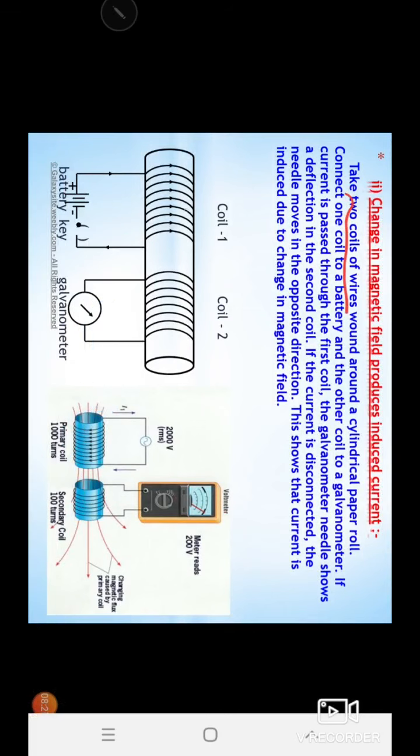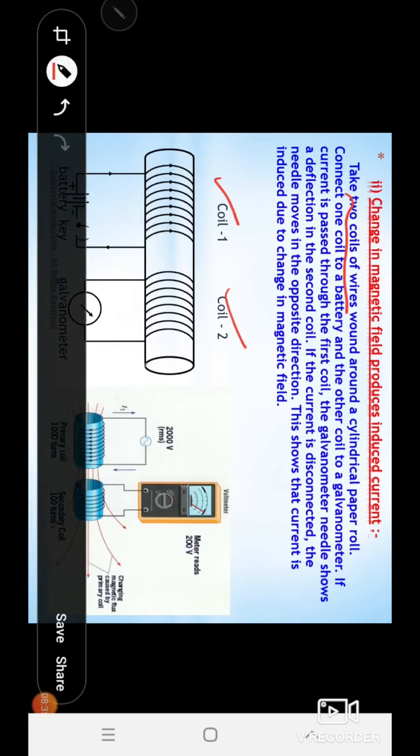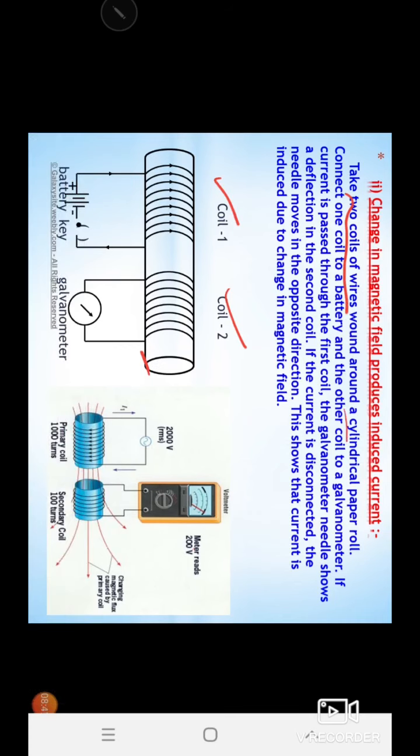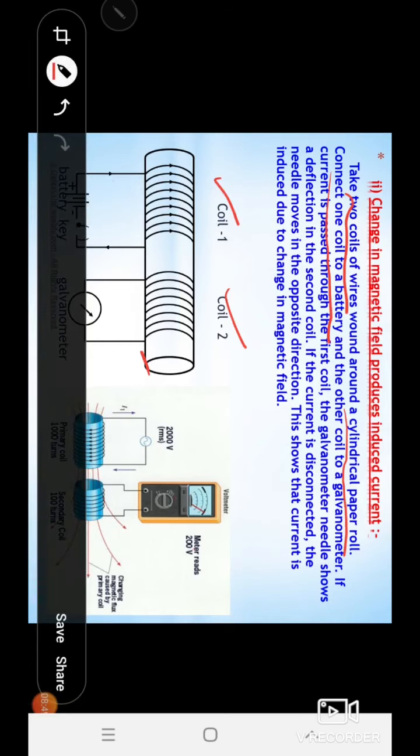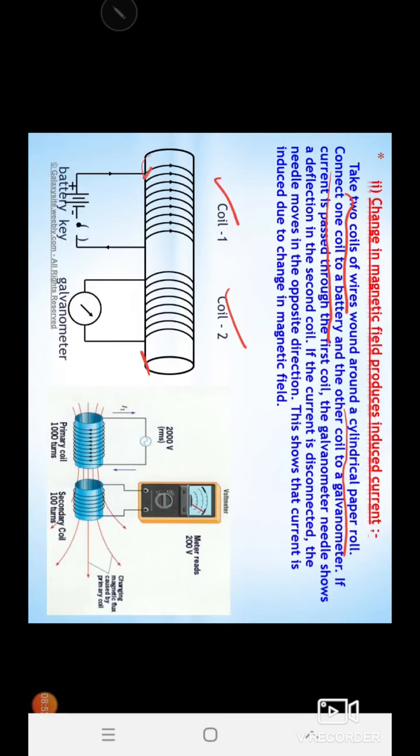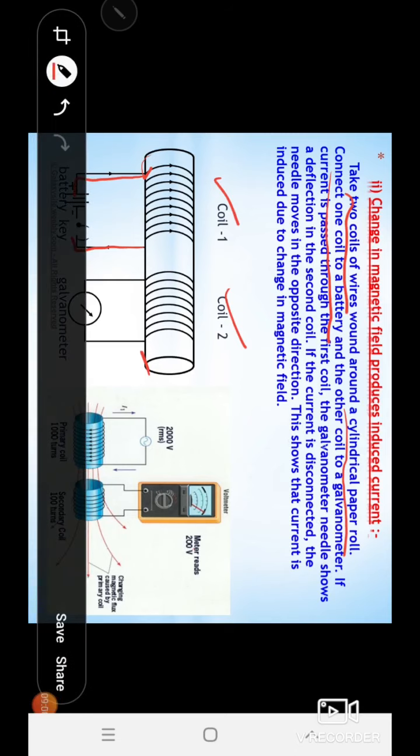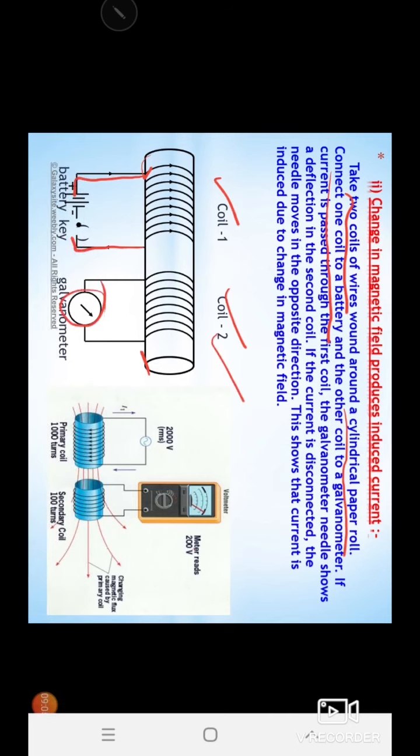Take two coils of wires, coil 1 and coil 2. That means the copper wire is wound in the form of a cylinder shape around a paper or cardboard. See now, take two coils of wires wound around a cylindrical paper roll and connect one coil to a battery. This is coil 1, connect the terminals. So that means the copper wire terminals are connected to the battery and a switch, and the coil 2 is connected to the galvanometer.